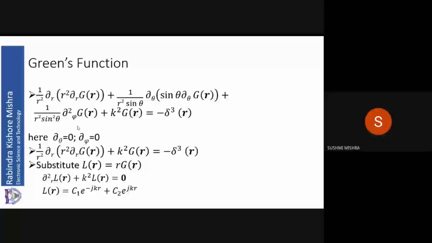So with this physical reasoning, we get that C2 is equal to 0. Therefore, L(r) is equal to C1 e to the power minus jkr. Now what is our function? g(r) is equal to 1 upon r into L(r).